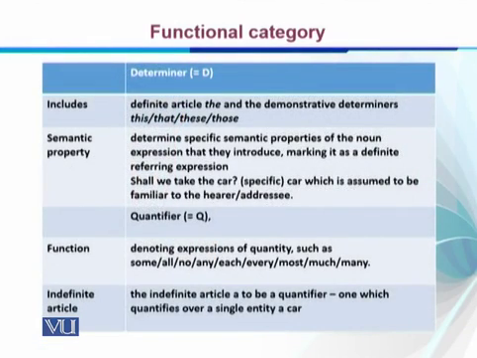For example, there are certain other words that are included in this list, like the definite article and demonstratives like this, that, and they have certain semantic properties. They determine specific semantic properties of the noun expression that they introduce. So they make it specific, right? Marking it as a definite referring expression. So when we put the before a noun, it marks it as definite, right?